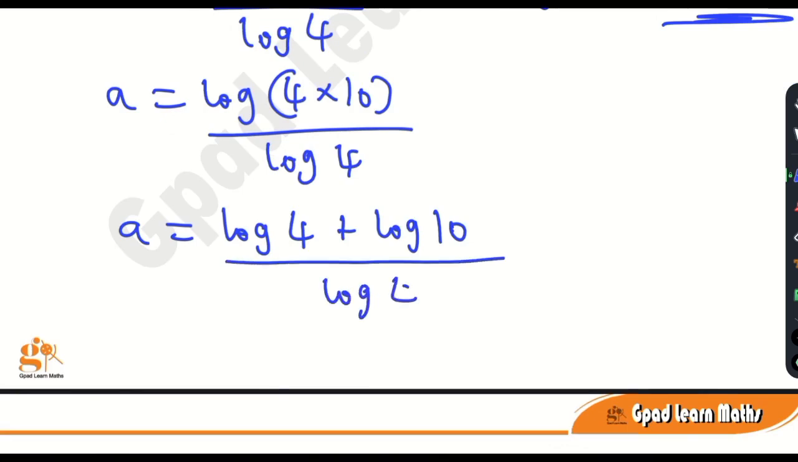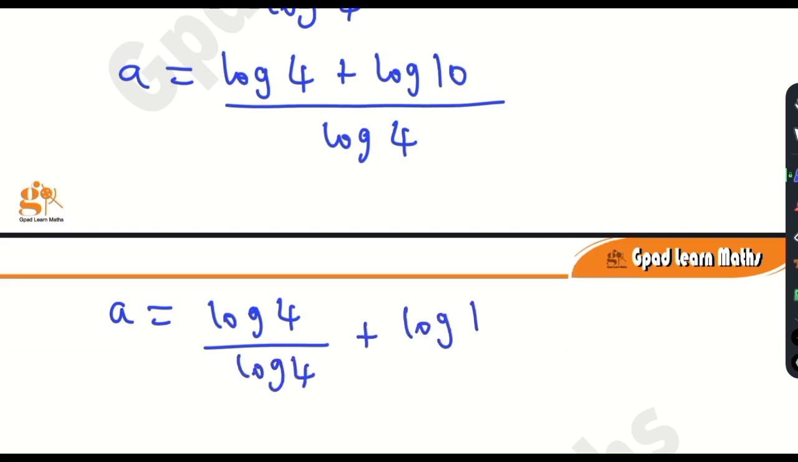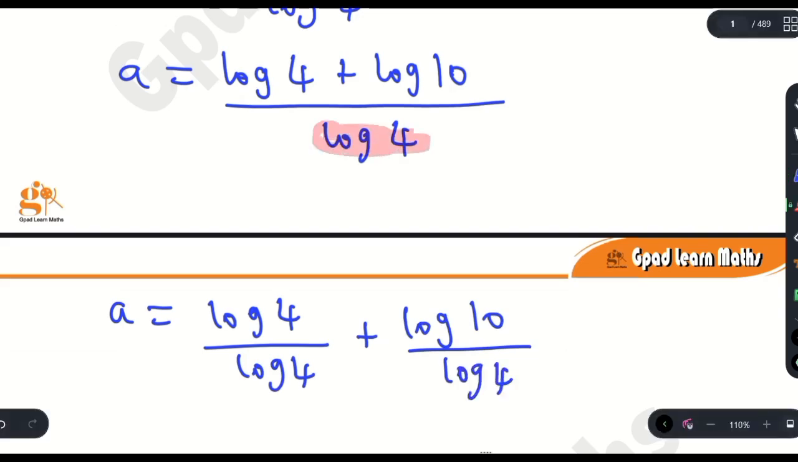Log 4. Now, do you know that you can rewrite this as a is equal to log 4 over log 4 and then plus log 10 over log 4? Yes, you can, because log 4 is dividing log 4 and log 10. So you can actually just rewrite it as I've just done. Okay, let's move on.